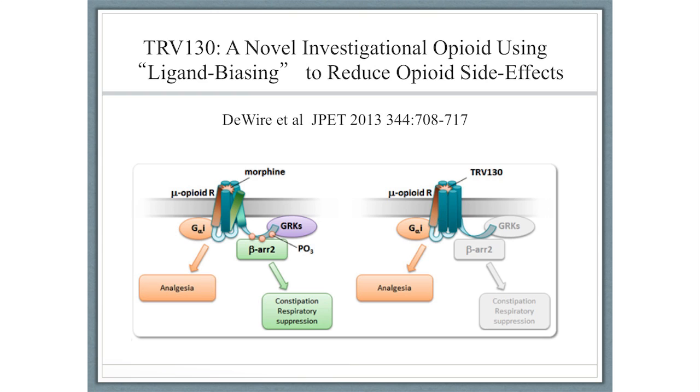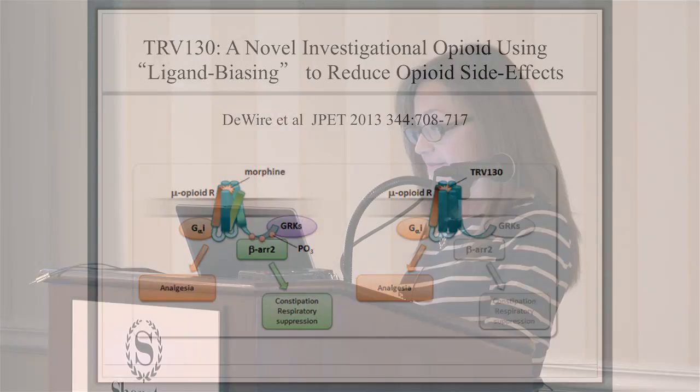There is an interesting novel investigational opioid that uses the concept of ligand biasing. And what that is, the opioid binds to the G protein-coupled receptor and signals preferentially through that pathway as opposed to the beta-arrestin pathway. And the beta-arrestin pathway is more involved in constipation and respiratory depression. And so these types of new opioid analgesics may offer patients a safer, better tolerated analgesic that may have better efficacy.